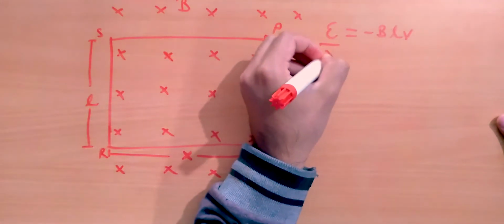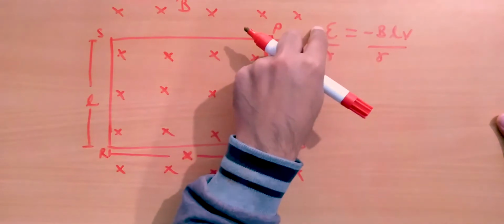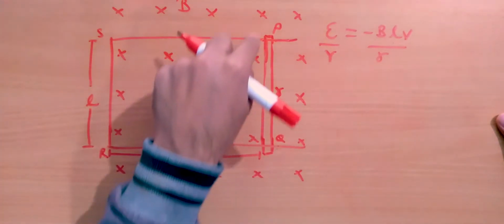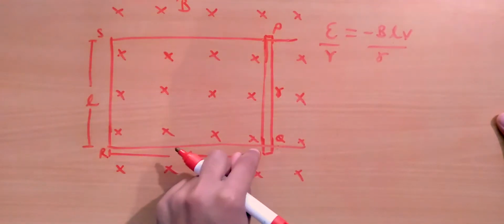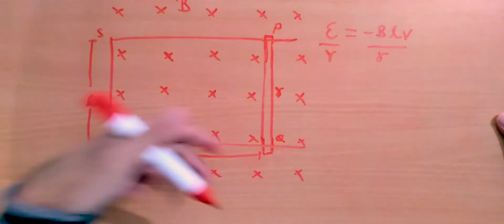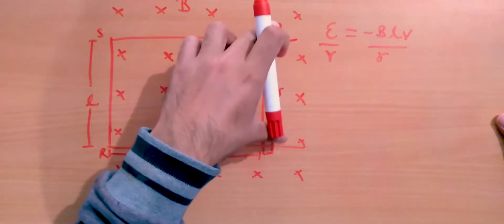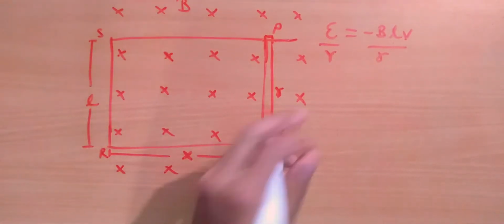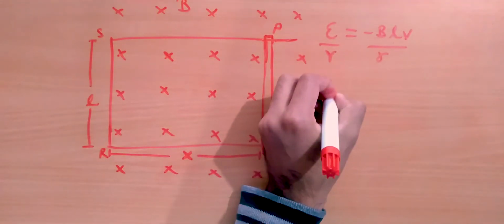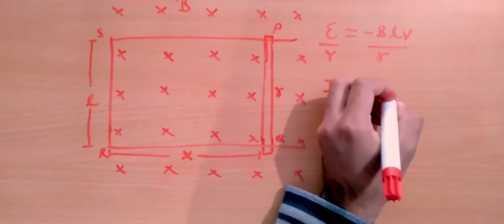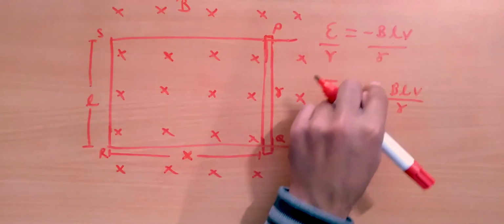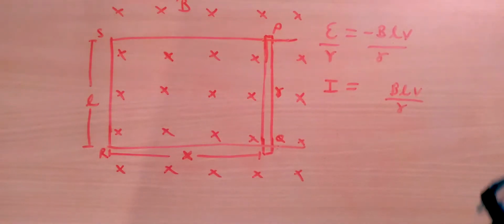So what I can do is divide both sides by R, the resistance, and EMF divided by resistance is nothing but the current flowing through the whole loop. Because the resistance of the remaining part of the circuit is negligible, the total resistance of the whole loop would be R, the resistance of this section. So current through the loop is minus BLV upon R. For now I'll ignore this negative sign because it only indicates the direction of the current, which we are not concerned with right now.